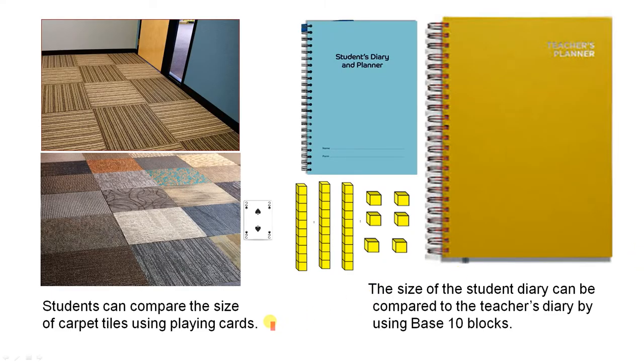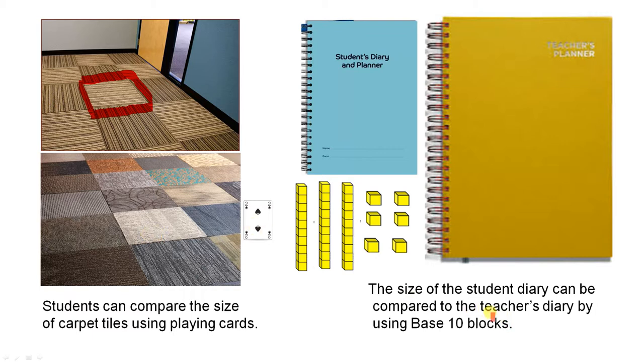Students can compare the size of carpet tiles by using playing cards. Now I don't mean the whole floor here. For example, if you take that carpet there, so that boundary there, along here, see that? And along there, right? So that tile there, if you take some playing cards and you place them all along that tile, you can work out how many playing cards you need to cover that tile. Then you can do the same here, for example, to that tile there, and you can compare the two areas.